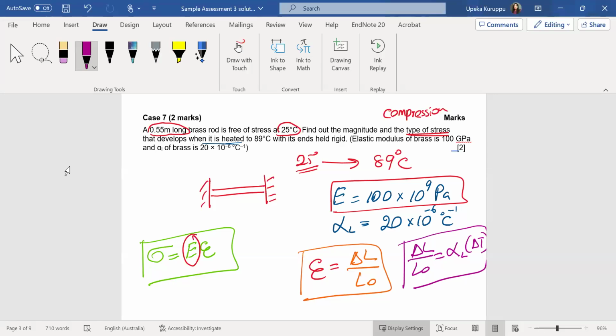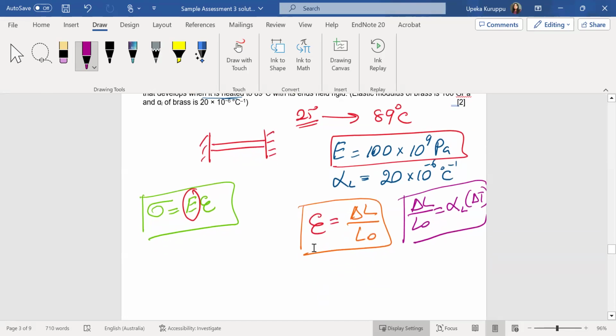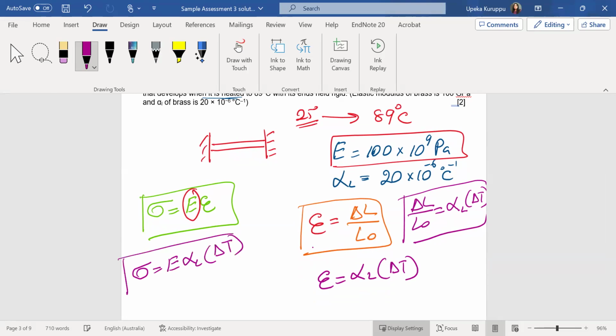Okay, now you should have them in the equation sheet as well anyway. So you can find the strain, thermal expansion coefficient times the change in the temperature. Am I right? So you can find the stress. Stress is equals to Young's modulus times linear thermal expansion coefficient times the change in the temperature. So you put the numbers in the equation and you can find the stress, which is a compressive stress, what it is.